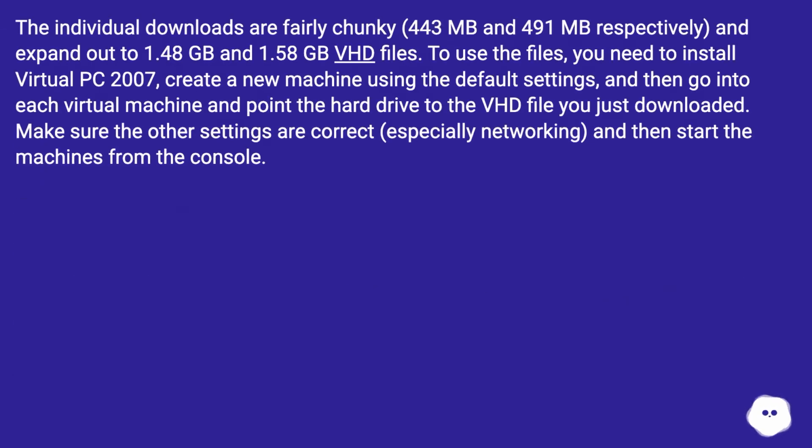The individual downloads are fairly chunky, 443 MB and 491 MB respectively, and expand out to 1.48 GB and 1.58 GB VHD files. To use the files, you need to install Virtual PC 2007, create a new machine using the default settings, and then go into each virtual machine and point the hard drive to the VHD file you just downloaded. Make sure the other settings are correct, especially networking, and then start the machines from the console.